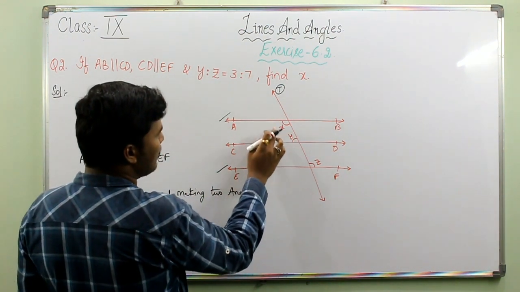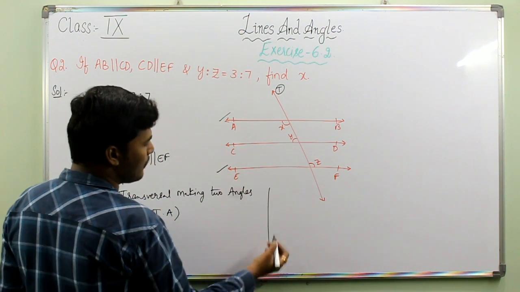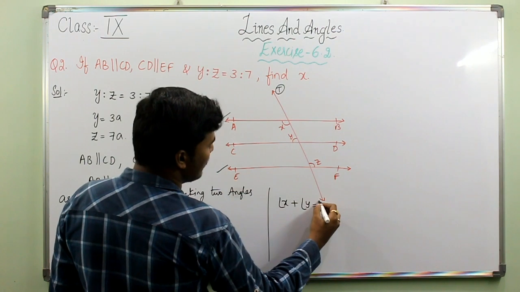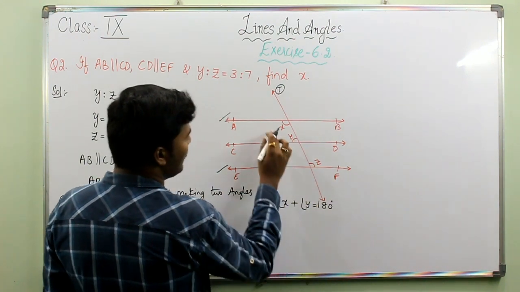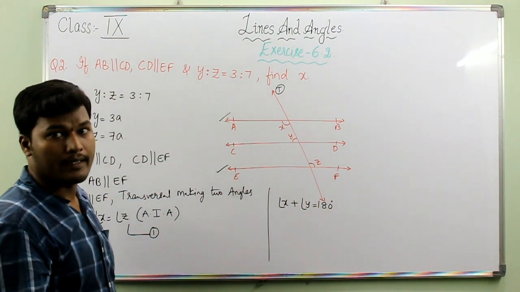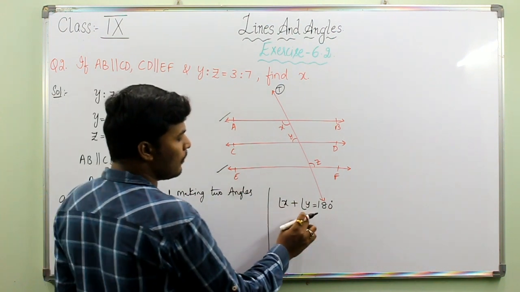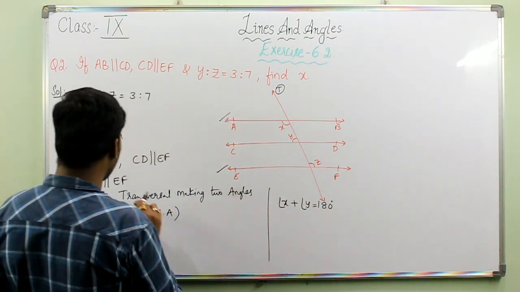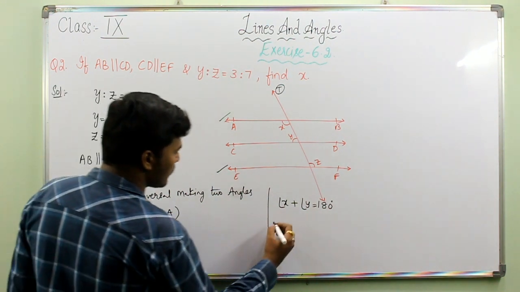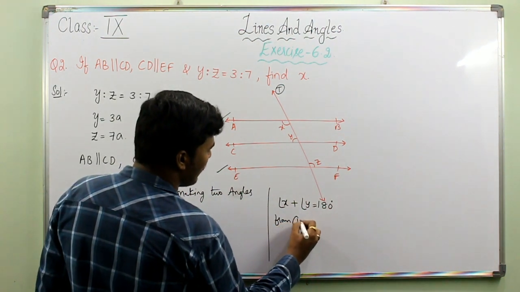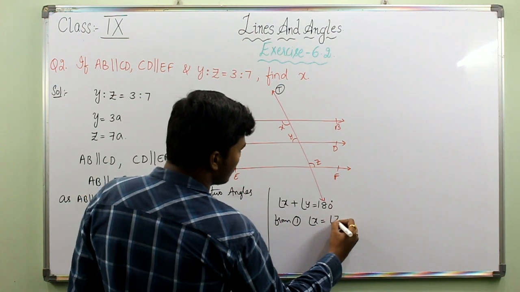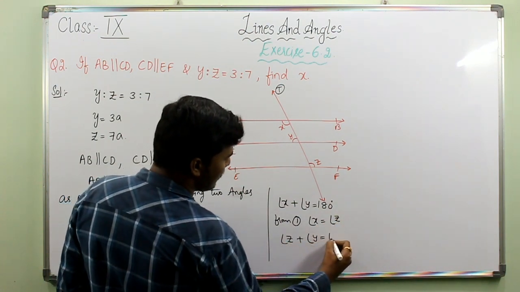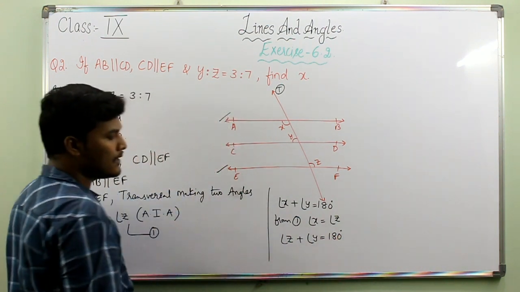Angle X plus angle Y is equal to 180 degrees, because these two are co-interior angles. The sum of the co-interior angles is 180 degrees. From the first equation I can replace the value of X with Z, that is Z plus angle Y is equal to 180 degrees.